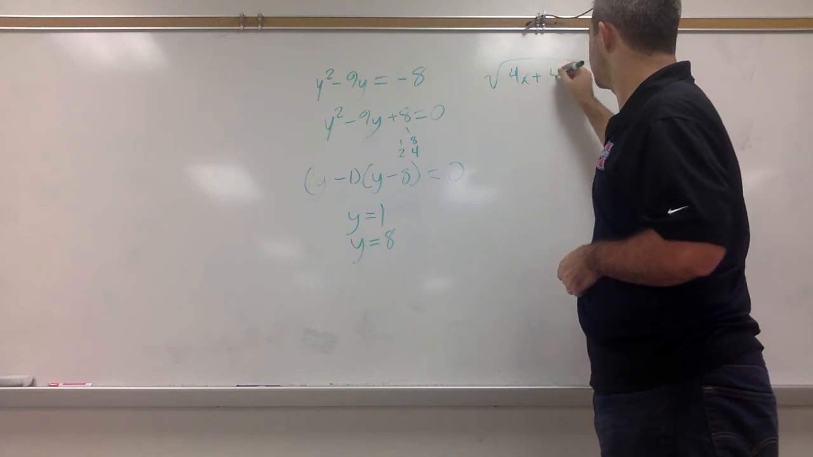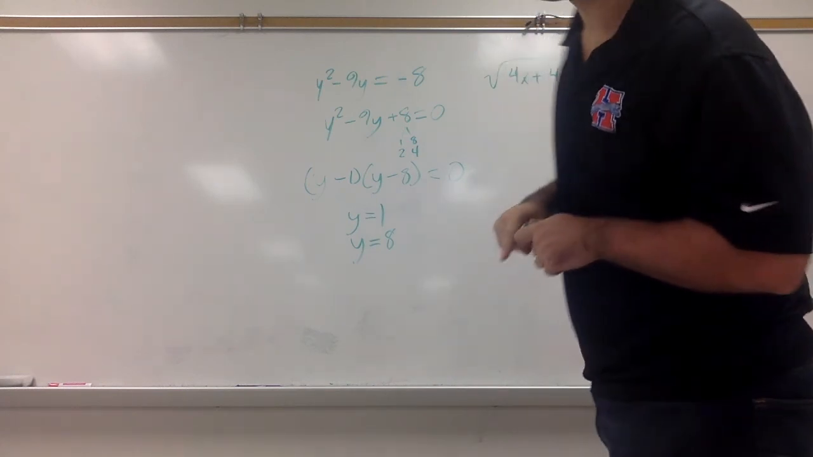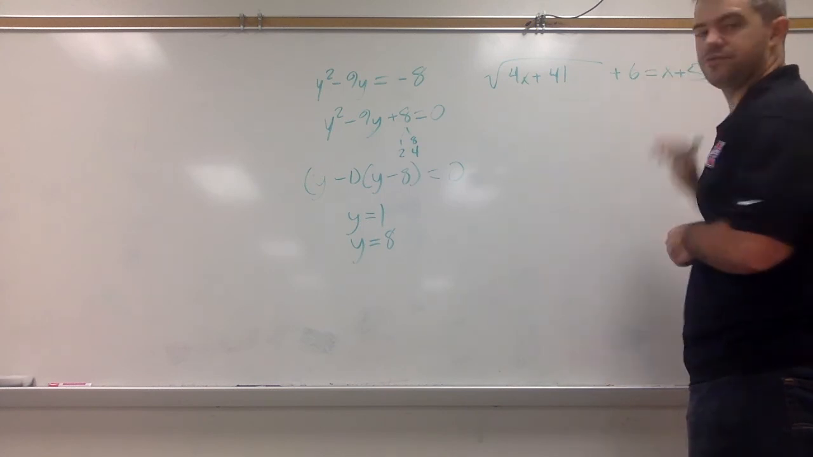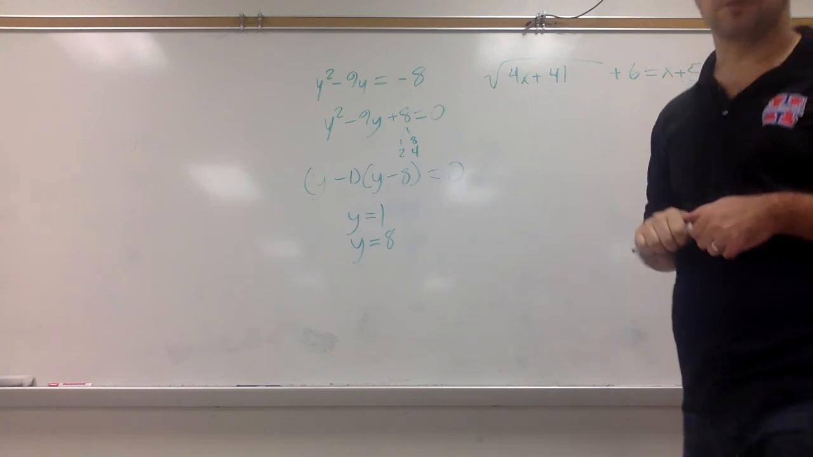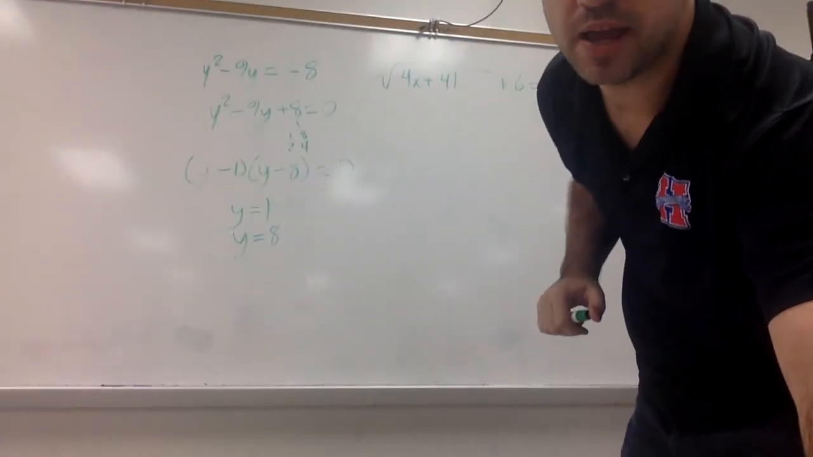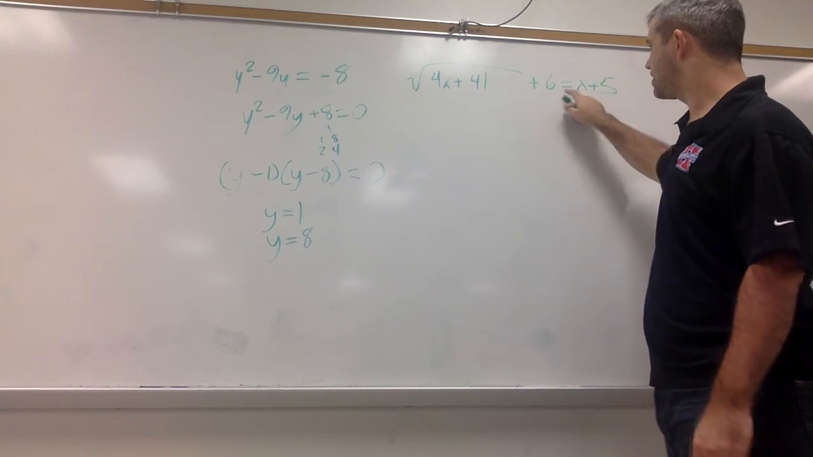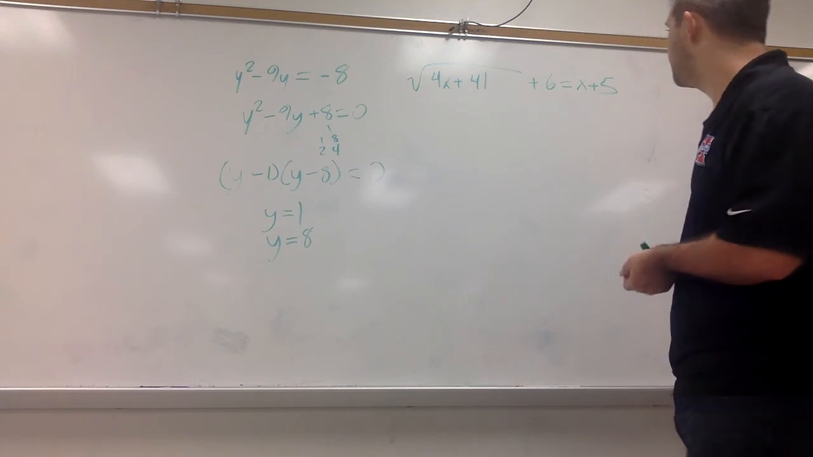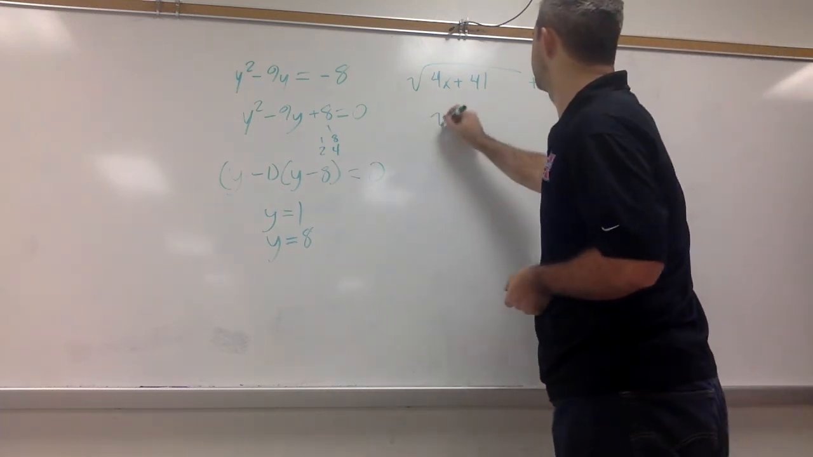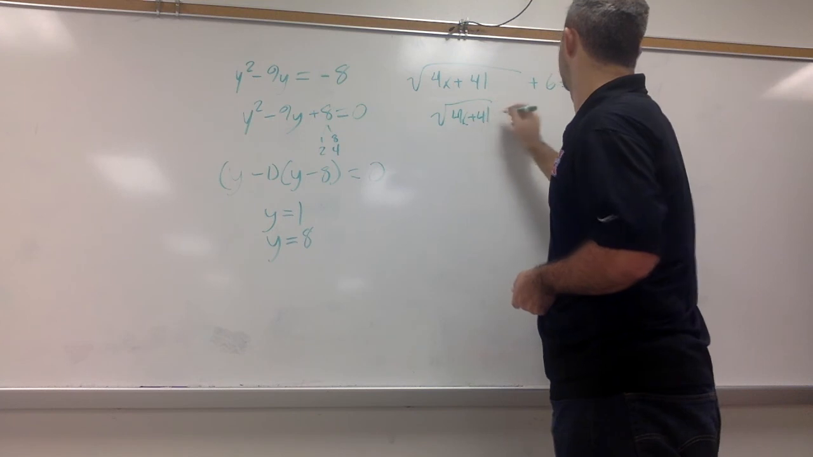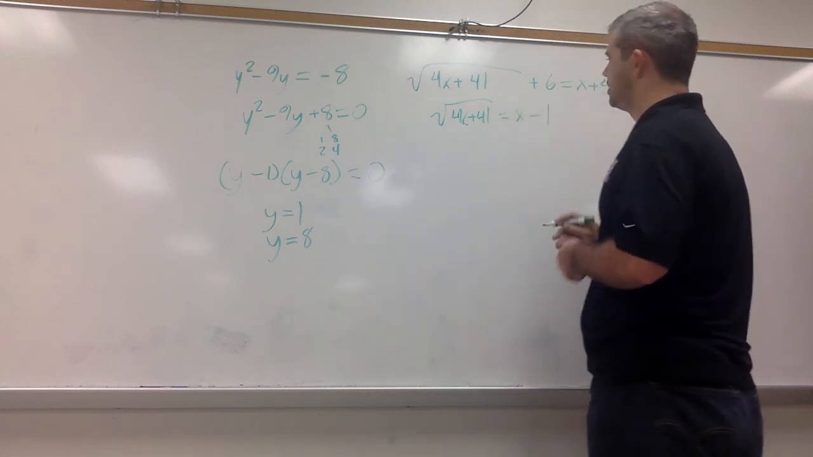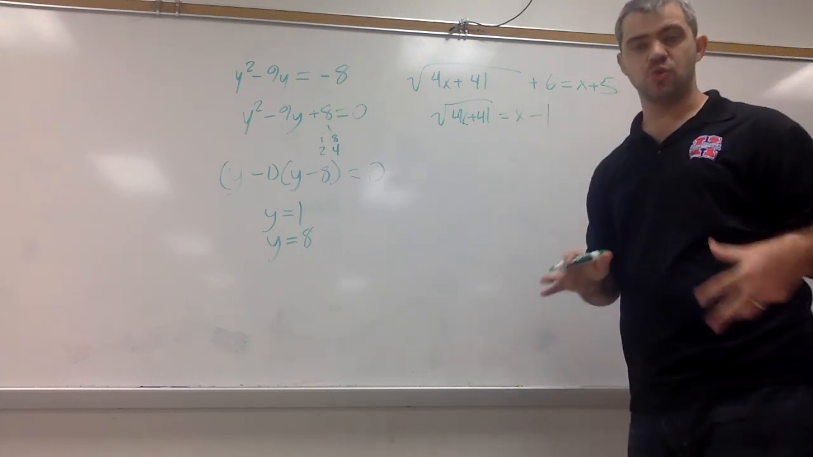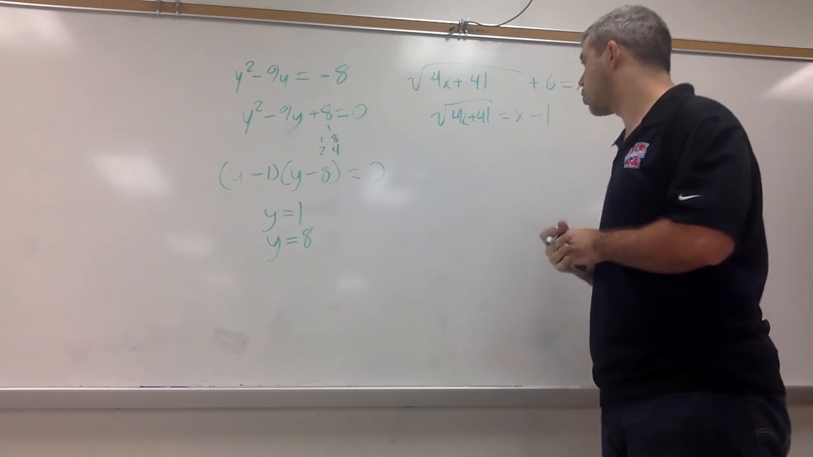For the square root of 4x plus 41, plus 6 equals x plus 5. Okay, so the first thing I'm going to do is try to isolate the square root, because I know I'm going to need to square it to undo it. So I'm going to do -6, and I get x minus 1 over here. So now I need to unsquare root. So I'm going to square both sides.